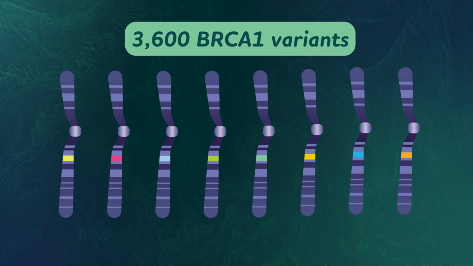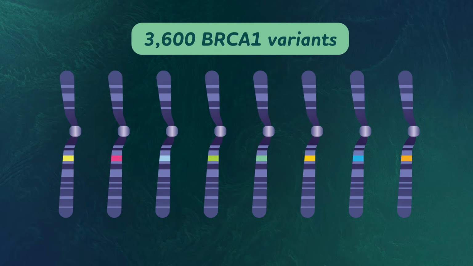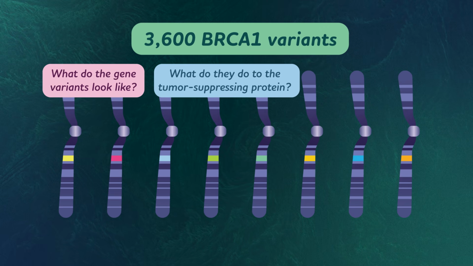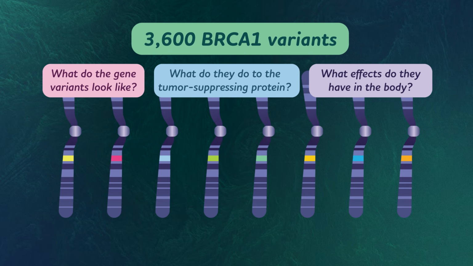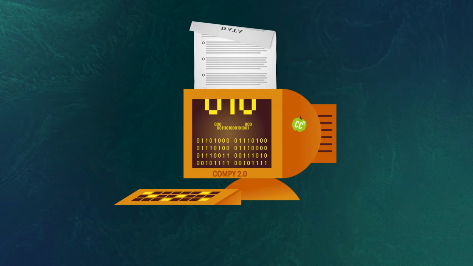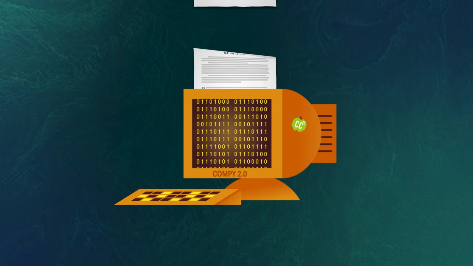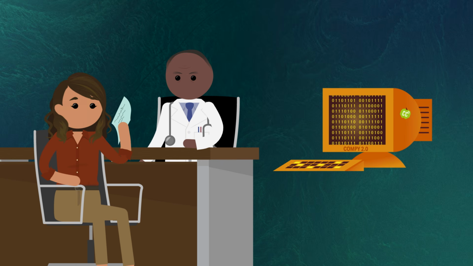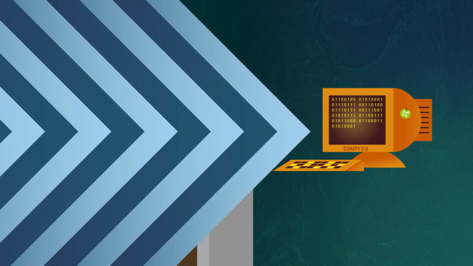But not every variation carries the same risk. So some scientists have turned to bioinformatics to try to understand how dangerous each of the gene's mutations are. They compared more than 3,600 BRCA1 variants, trying to figure out what the gene variants look like, what they do to the tumor-suppressing protein, and what overall effects that might have on the body. Scientists then compiled all of this annotated data into a bioinformatics tool for others to use, and the information it contains helps doctors make more informed treatment plans, which could mean better outcomes for the patients overall.